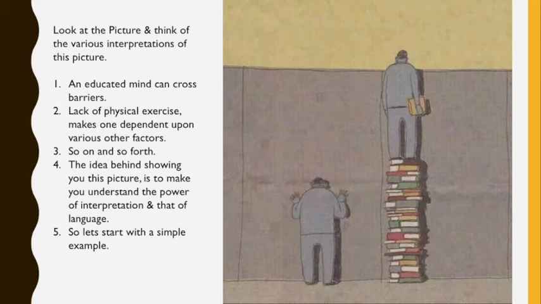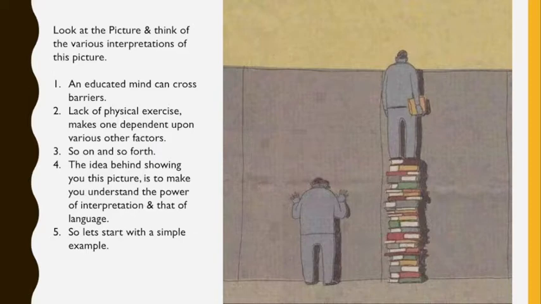Take a look at this picture and think of the various interpretations behind this picture. First, an educated mind can cross barriers. Second, lack of exercise makes one dependent on various other factors. So on and so forth.